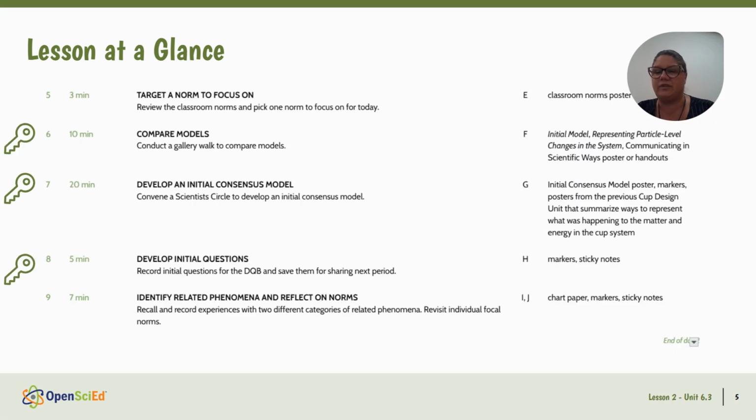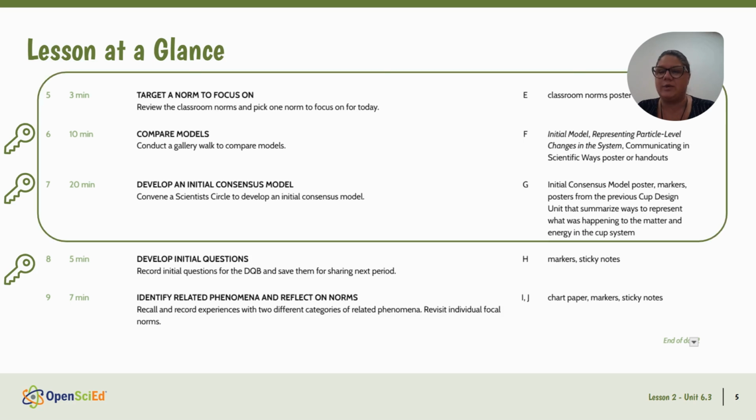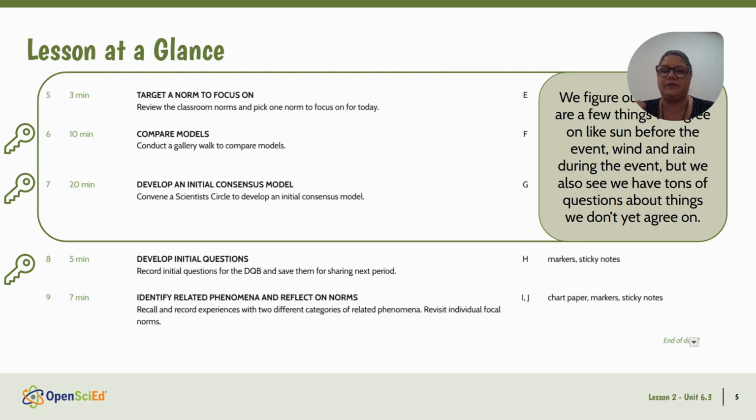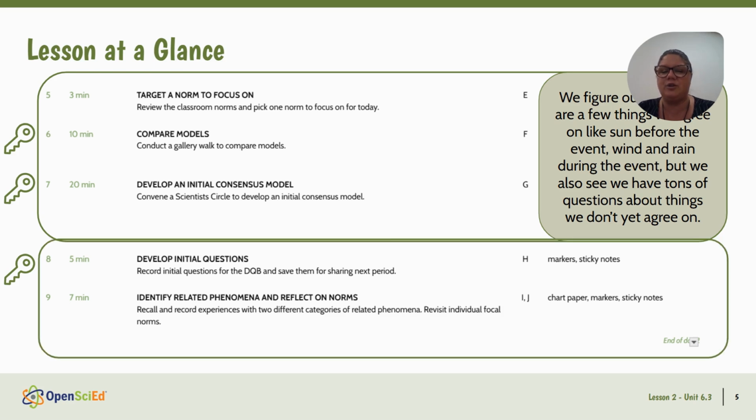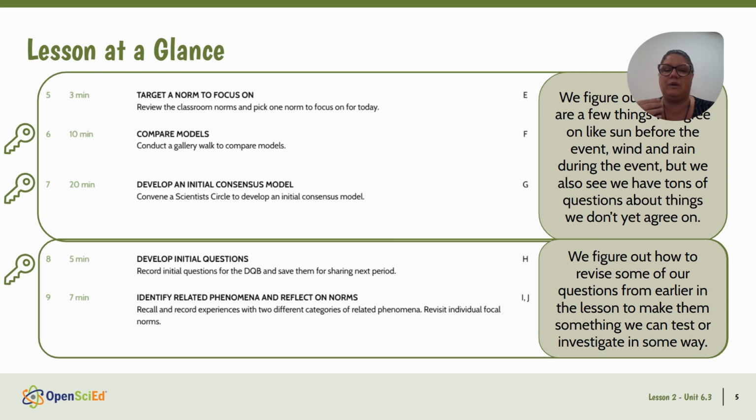The lesson at a glance for day 2, we see that there are again 2 main chunks. The first chunk, we figure out that there's a few things that we agree on, like sun before the event, wind and rain during the event. But we also notice that we have tons of questions about things that we don't agree on yet. And then in the second part of day 2, we figure out how we can revise some of the questions from not only our models, but from earlier in the lesson, like our notice and wonders. How can we change those questions and revise them into something that we can test or investigate in some way?